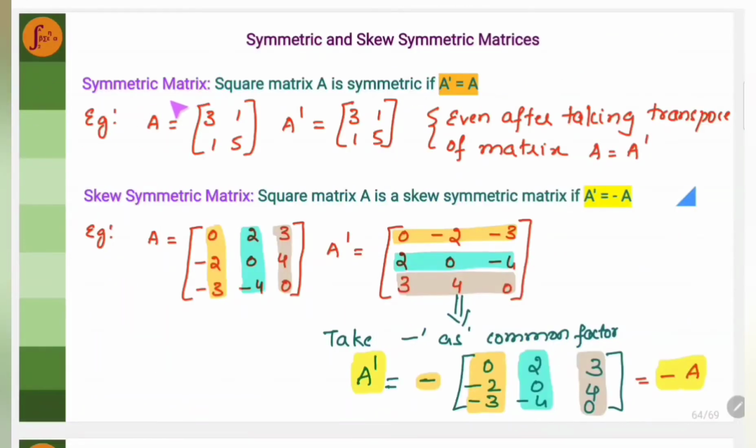Symmetric matrix. What is a symmetric matrix? If you take the transpose of a matrix and it is still the same as the original matrix itself, then it's called a symmetric matrix.